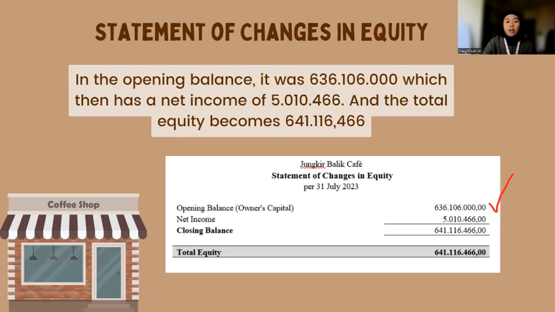profit earned after all expenses have been accounted for, in this amount. And then after we sum up both of them, we found the closing balance at this. This closing balance communicates the worth of the owner's stake in the business after the operation of this fiscal year. So in other words, by the end of July 2023, the owner's total equity or overall financial interest in Jungkir Balik Cafe is this amount.